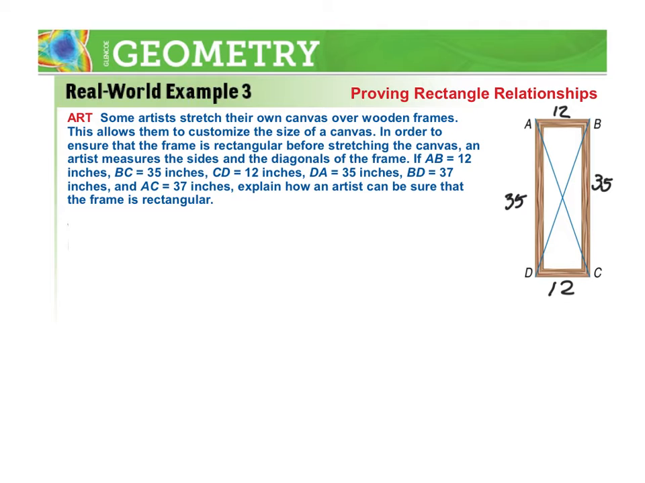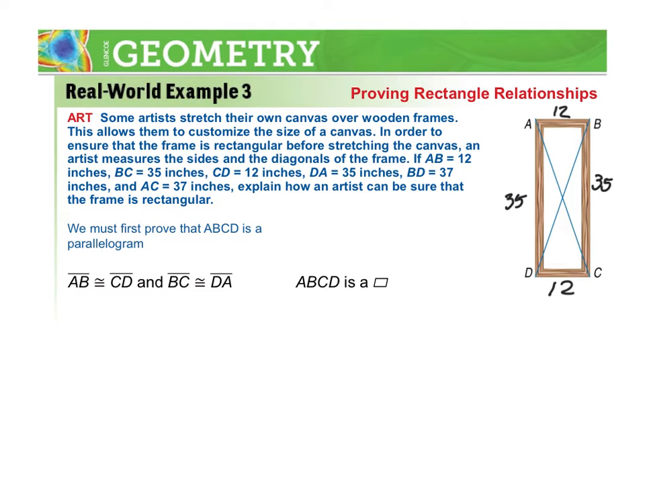In order to prove the frame is rectangular, what must we first show about quadrilateral ABCD? We must first prove that ABCD is a parallelogram. How can we do that with our given information? So with our given information, which theorem of parallelograms can we use to show ABCD is a parallelogram? Since segment AB is congruent to segment CD, and segment BC is congruent to segment DA, opposite sides of this quadrilateral are congruent, and therefore ABCD is a parallelogram.